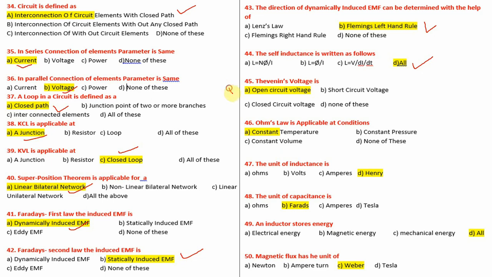Thevenin's voltage is open circuit voltage. Ohm's law is applicable at constant temperature. Unit of inductance is Henry, very important. Unit of capacitance is Farad. Inductor stores energy, electrical, magnetic, and mechanical energies also, right? Magnetic flux has a unit of Weber.